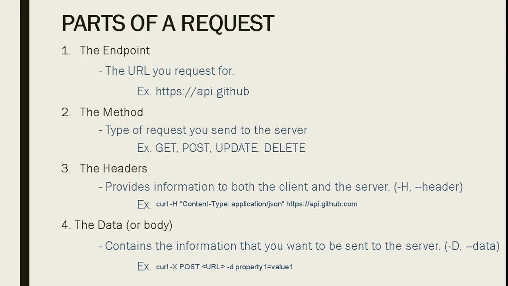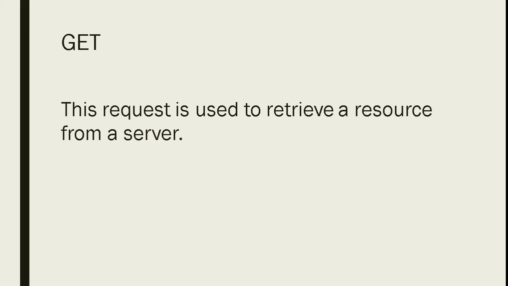So when you make a request, we must be familiar with the four methods, namely the GET, POST, UPDATE, and DELETE. The GET method is used to retrieve a resource from a server. Say you wanted to get a list of repositories from a certain account in GitHub. You can do so by using the GET method.